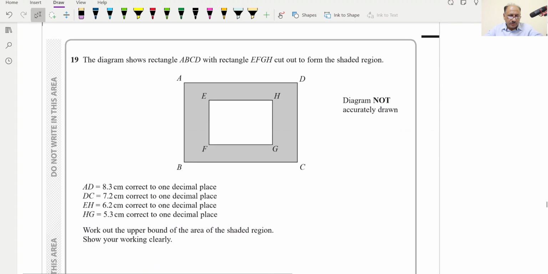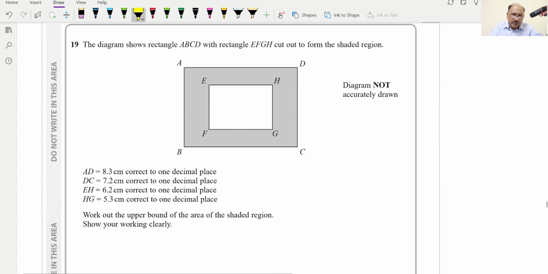Now we can move to question number 19. The diagram shows a rectangle with two rectangles cut out to form the shaded region. The diagram is not accurately drawn. Measurements are provided, but these are all corrected to one decimal place: 7.2, 6.2, and 5.3. Work out the upper bound of the area of the shaded region.